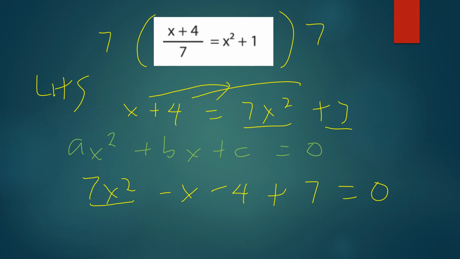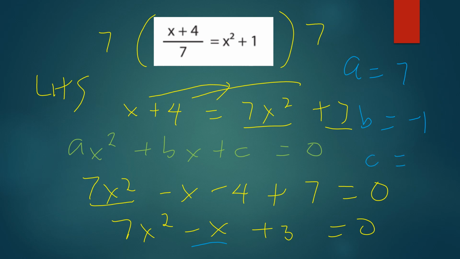And then we simplify. We haven't simplified this yet. 7x squared minus x minus 4 plus 7 is plus 3 equals 0. Then we'll have our a equals 7, b equals negative 1, that's the coefficient of your x, and c equals 3.